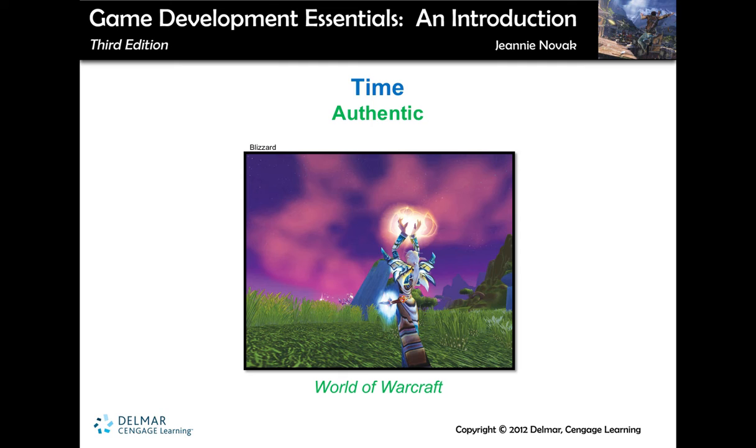So, like in Farmville, if they tell you it's going to take 8 hours for a certain plant to grow and it takes literally 8 hours, then that's authentic time. So you might have your game have authentic time.